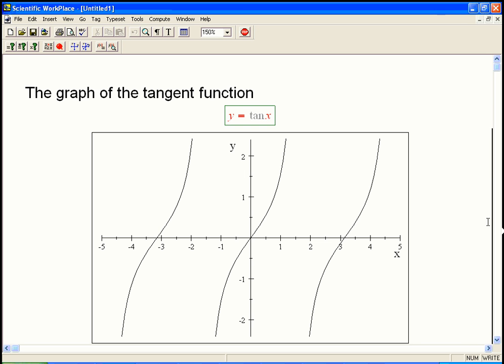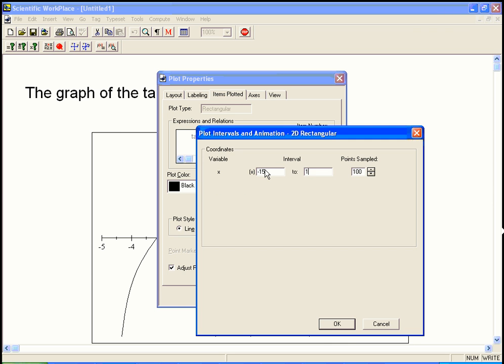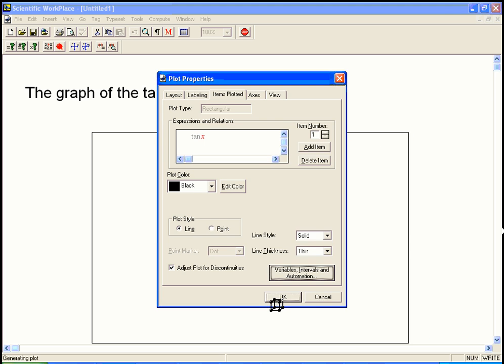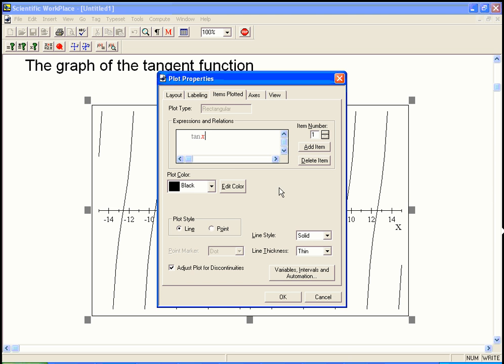It looks like it's periodic. Looks like the same pattern is repeating. Let's check that by zooming out a bit. So I'm going to zoom out in the x to like minus 15 to 15. Looks like the same pattern repeated over and over and over again. So that's interesting. Well, let's find the period of that then.